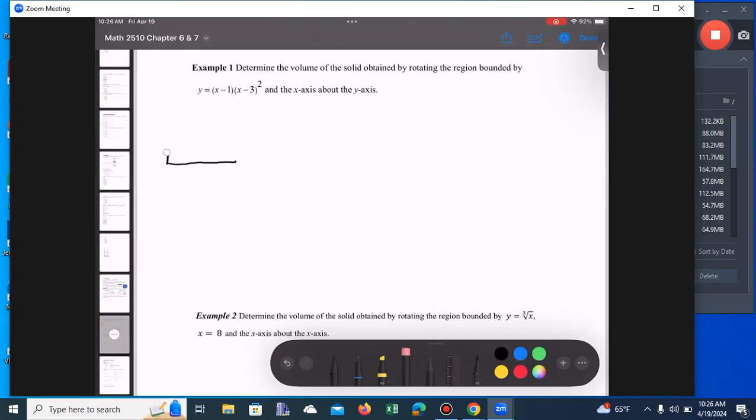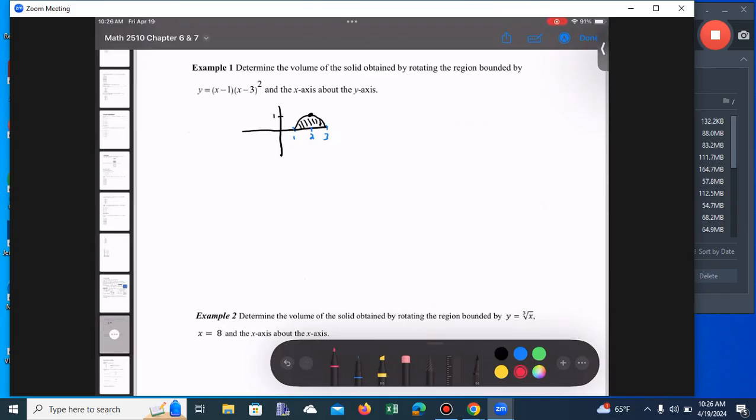Actually, I want to give myself some space because I want to rotate it around if I can. So the zero points are 1 and 3. If we plug in 2, we will get 1 as well. So the graph looks like this. And so this is the shell we're going to rotate around.